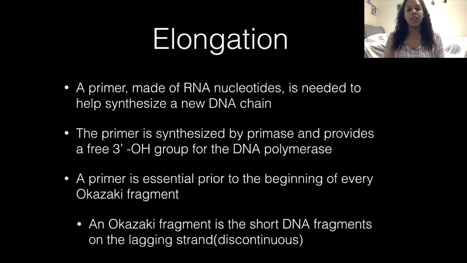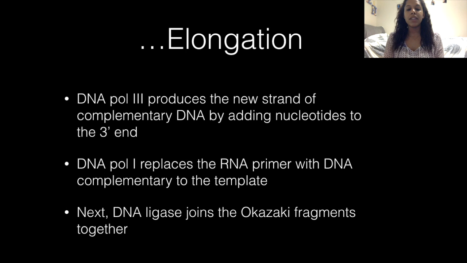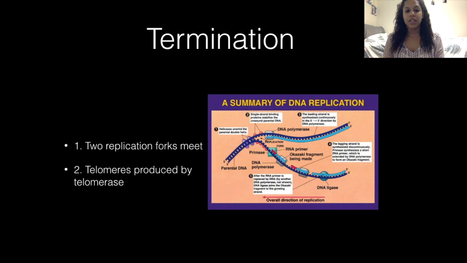DNA polymerase III produces a new strand of complementary DNA by adding nucleotides to the 3' end. DNA polymerase I replaces the RNA primer with DNA complementary to the template. Next, DNA ligase joins the Okazaki fragments together. It's now ready for termination, and that can occur in 2 ways. The first way is 2 replication forks meet, and the second way is telomeres produced by telomerase ends replication.